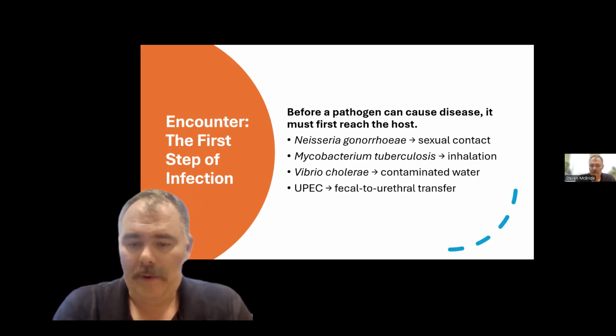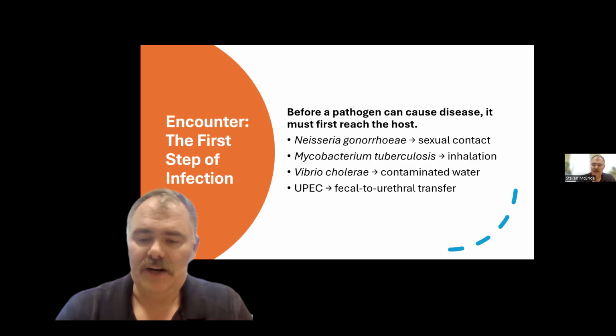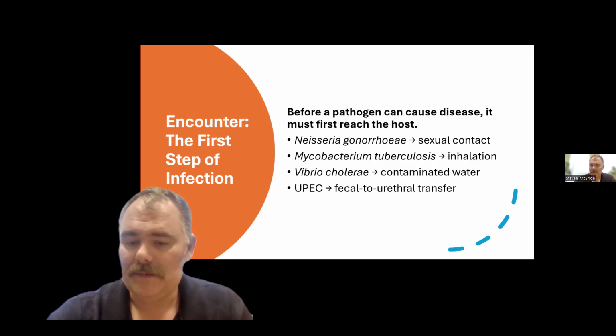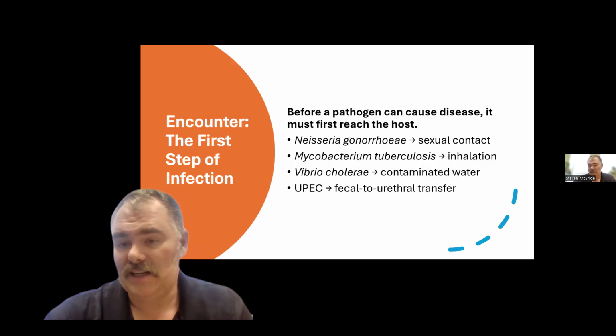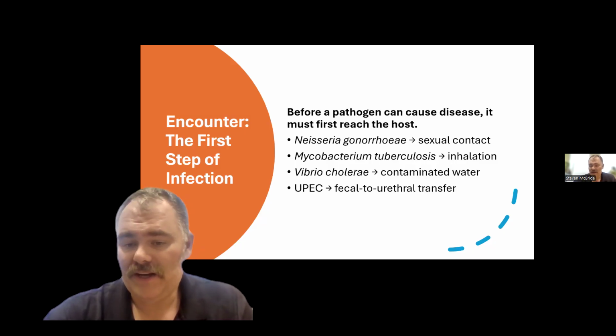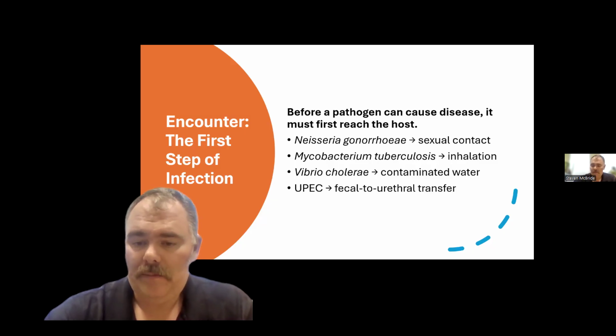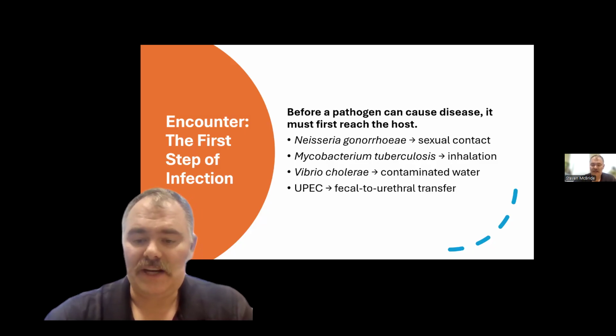E. coli, uropathogenic E. coli at least, often reaches the urinary tract through fecal contamination, or actually whatever it's causing a disease in. When you have an E. coli infection, it's usually from fecal contamination. One important pattern you'll notice throughout this course is that the route of encounter often determines where infection occurs. A pathogen can only infect tissues that it is able to reach.